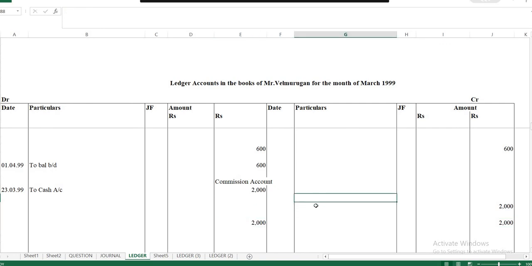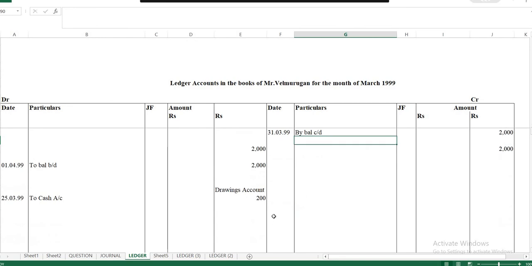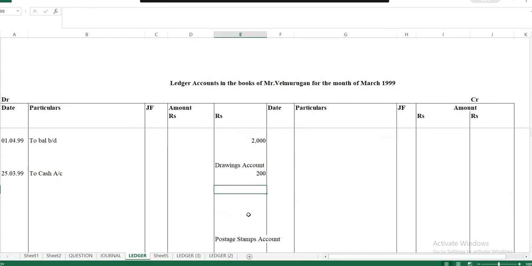Here, by balance carried on, you mention. Okay, and here, to balance brought down, 2,000. Like this you have to mention. This is on 1st April. This is on 31st March. Okay, like this you can finish it for everything. All the accounts you can easily close.